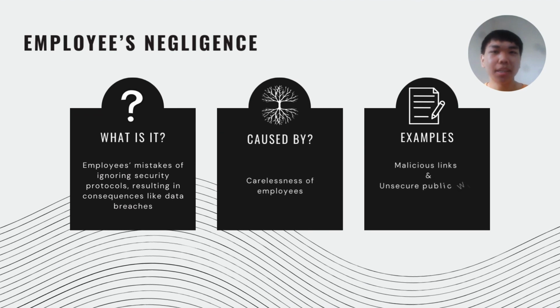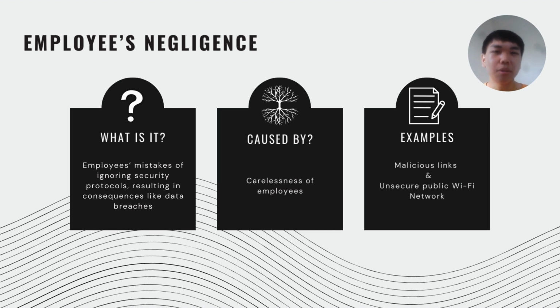Employee negligence is when employees neglect security protocols and participate in harmful activities that could result in a data breach. It is caused by the carelessness of employees, and some examples of how employee negligence can lead to network attacks is when employees are interacting with websites and email attachments, they accidentally click on a malicious link, and this gives access to attackers on the company's network and data.